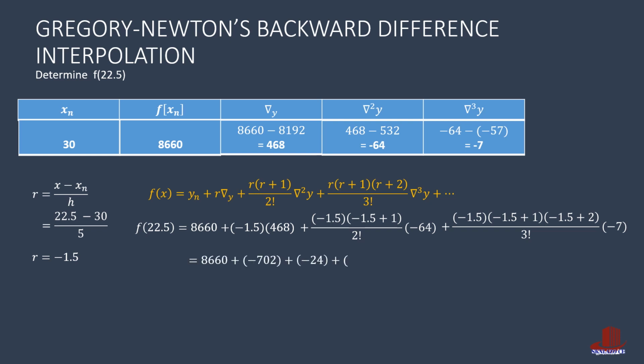The function is then simplified as 8,660 plus negative 702 plus negative 24 plus negative 0.4375. F of 22.5 is then 7,933.5625. The same value we got with Gregory-Newton forward interpolation.